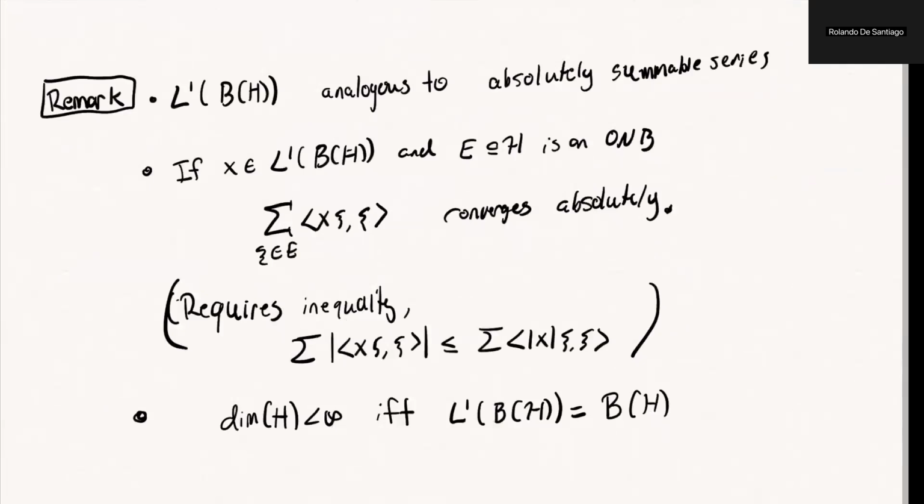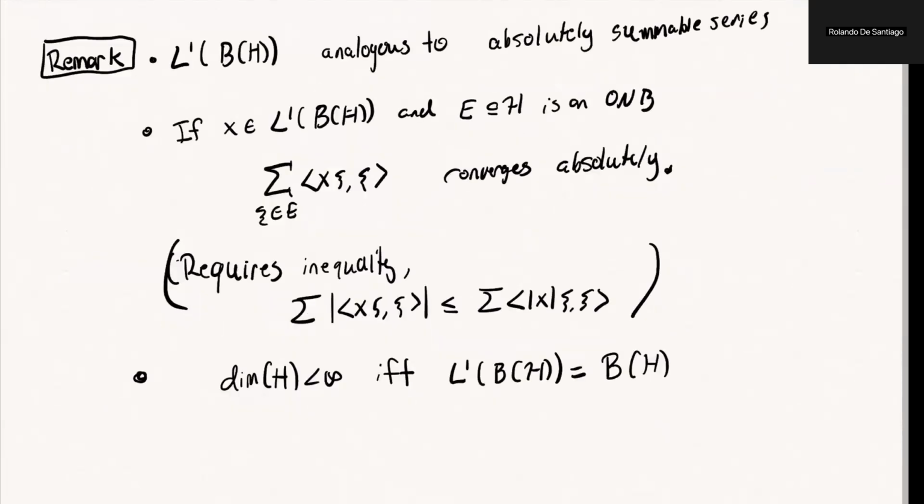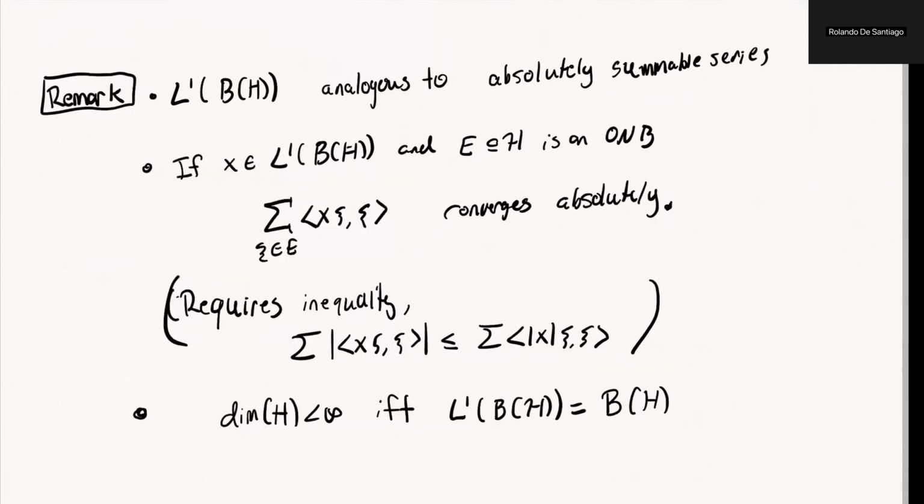Okay, so just to summarize those, I have this remark. The set of trace class operators is analogous to absolutely summable series. If X is in L1 of B of H and E is an orthonormal basis, then this expression here converges absolutely. Although that requires a little bit more, it requires the inequality that's written here. This justifies what I said earlier, that the fact that you're dealing with something trace class means that you get an absolutely convergent sum here, which gives you a meaningful value.